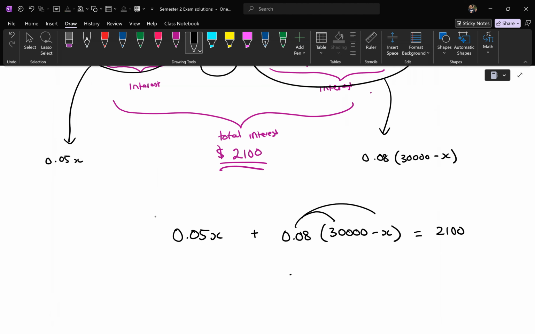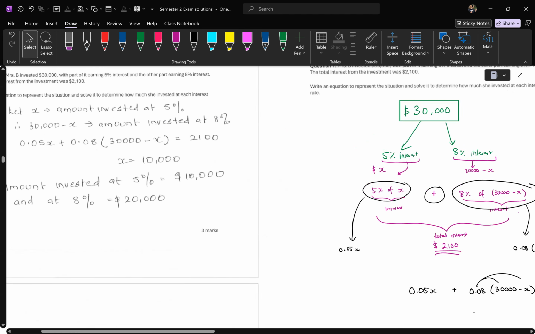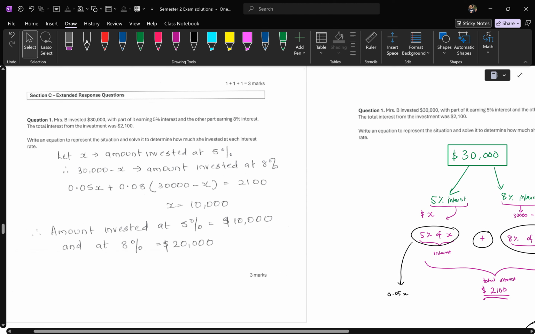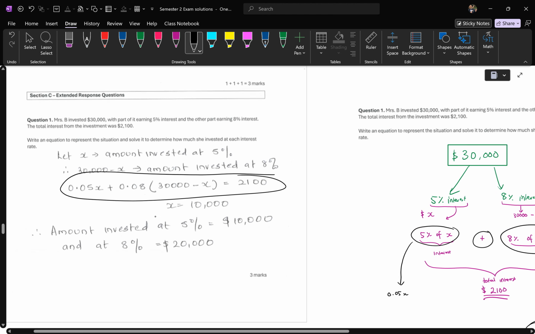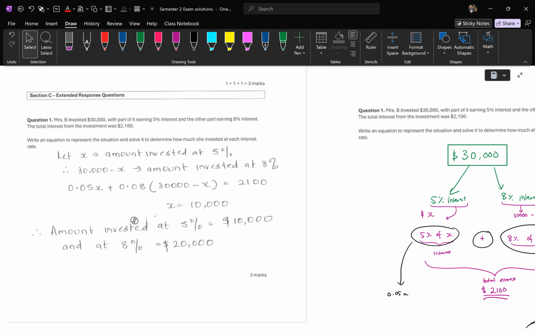Or you could have done it the long way. You could have expanded each one and then solved it by hand manually. Let's see what they did. It looks like they just did that and solved it on the CAS. So $10,000 for X, and so how much was invested at 8%? Well, if $10,000 was put into the 5%, then the remaining amount must be $20,000 that was put into the 8%, and that finishes that question.